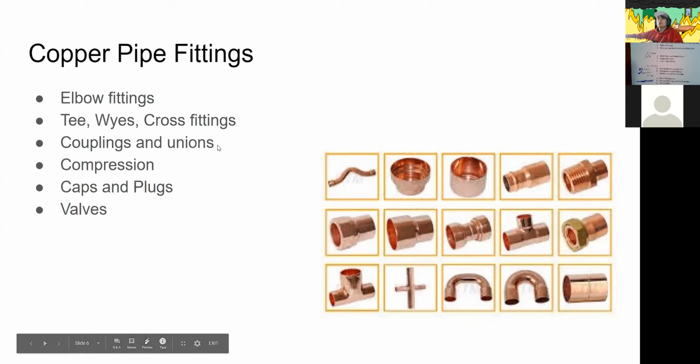Couplings and unions are almost the same as compression, but the way that couplings and unions work is that they take the pipe and you stick them in this where my mouse is.